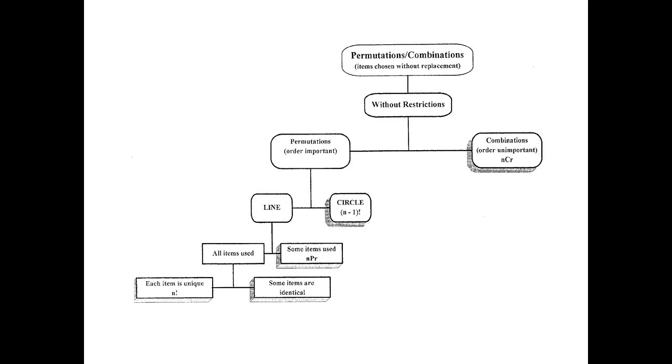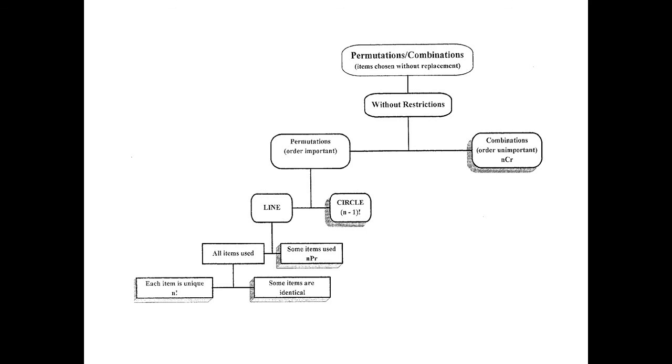And then you go, all right, is the order important? Well, if it's not important, then we're just talking about a combination question. So we deal with that. If it is important, we know it's a permutation. So the question now becomes, are we arranging in a line or are we arranging in a circle? So we make that decision.